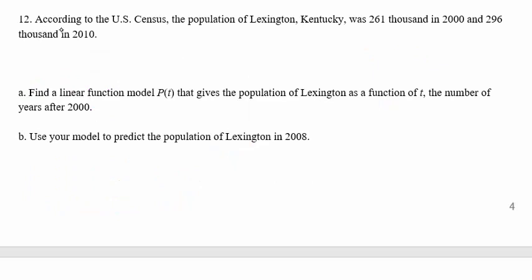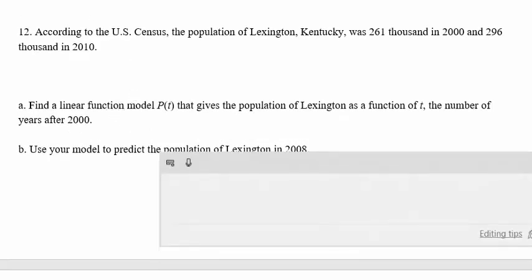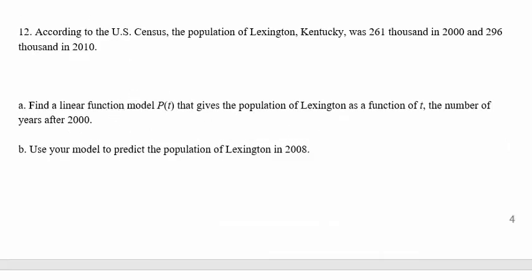Okay, let's take a look at number 12. It says, according to the U.S. Census, the population of Lexington, Kentucky was 261,000 in 2000 and 296,000 in 2010. So we want to write a linear function for the population of Lexington as a function of t, the number of years after 2000. So what that tells me is t equals 0 is the year 2000.